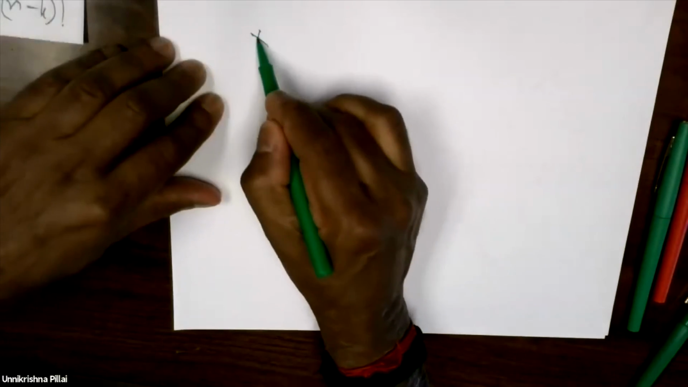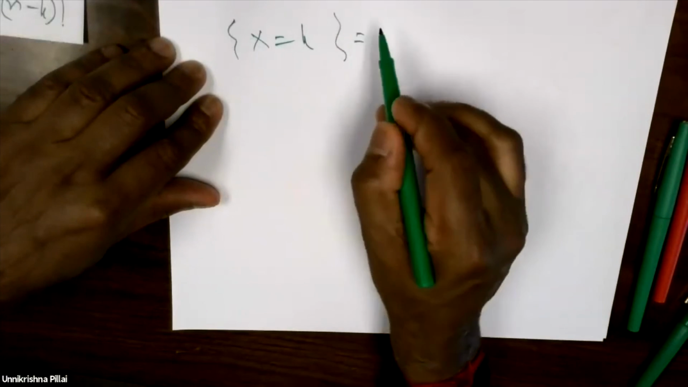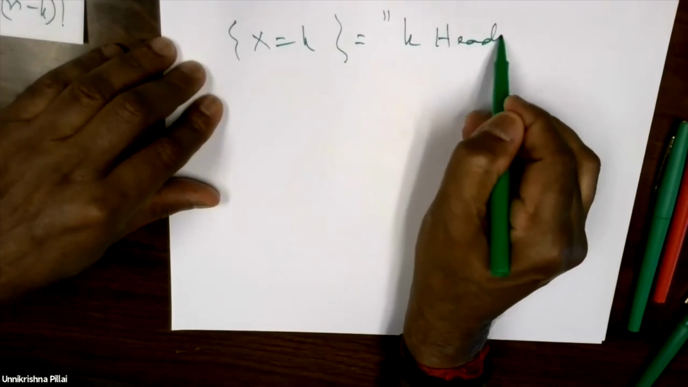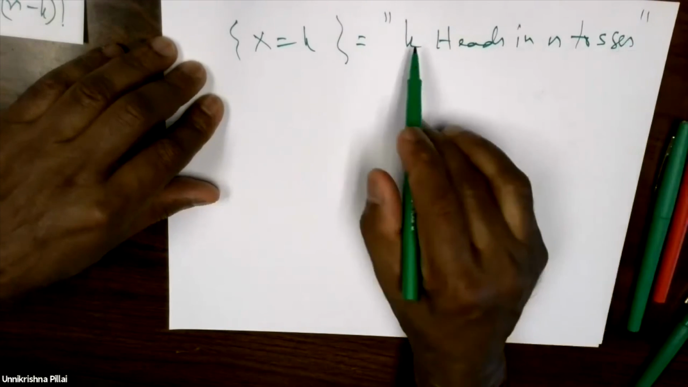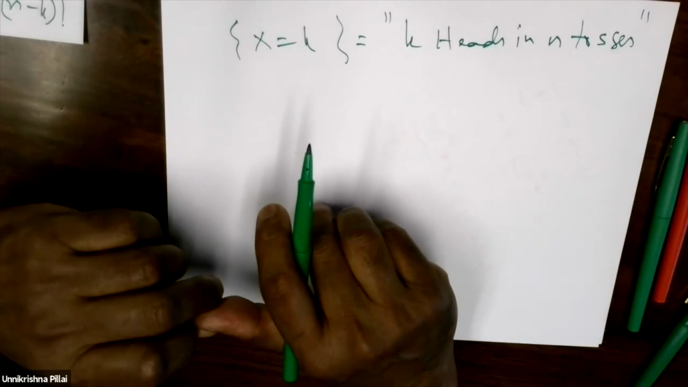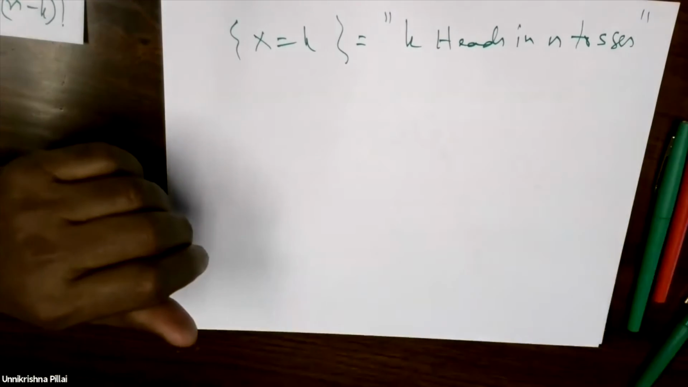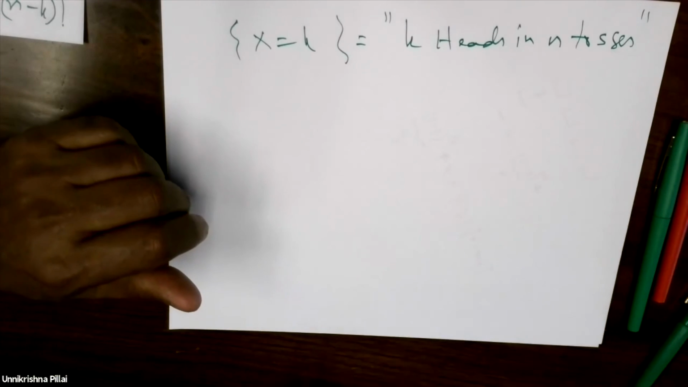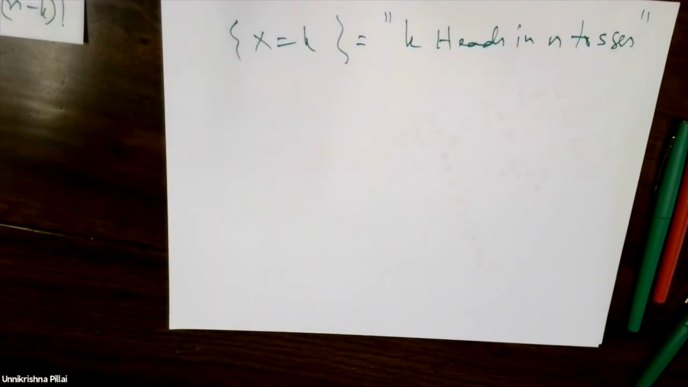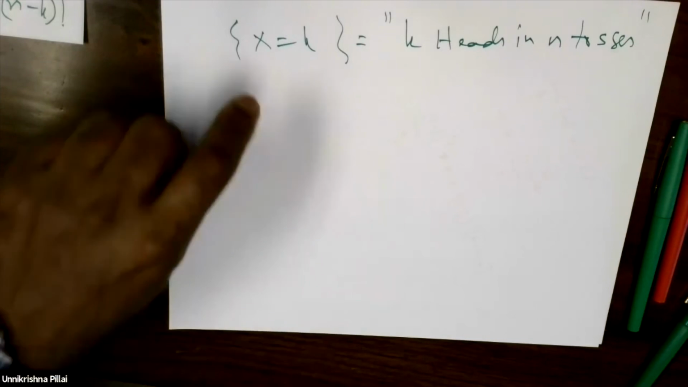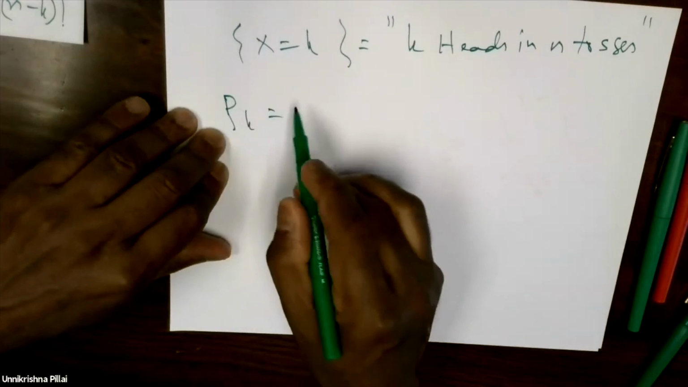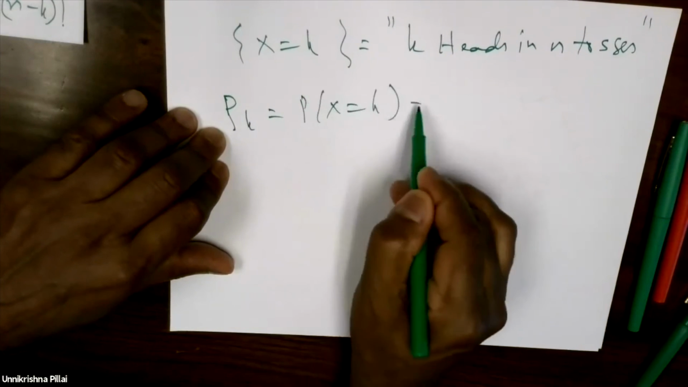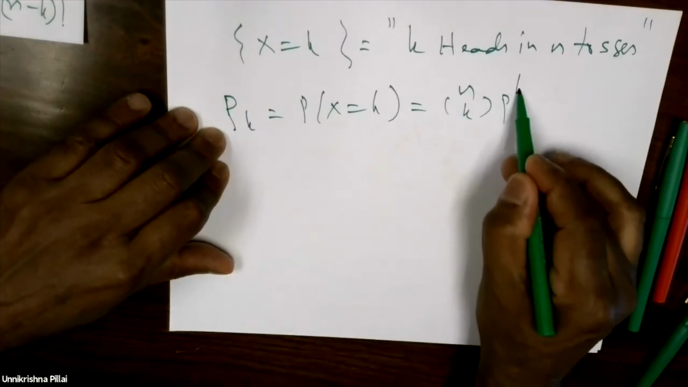So X equal to k means, once again, k heads in n tosses. When you put it that way, we don't really care about which sequence it is. All we care about is the probability of getting k heads. It could be due to the first sequence, second sequence, third sequence, or the last sequence. So any one of them, psi 1 or psi 2 or psi n happening, will satisfy X equal to k. And I'm going to use this notation. Probability of X equal to k is n choose k, p to the power k, q to the power n minus k.